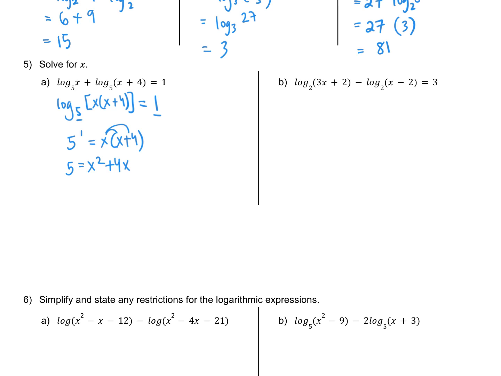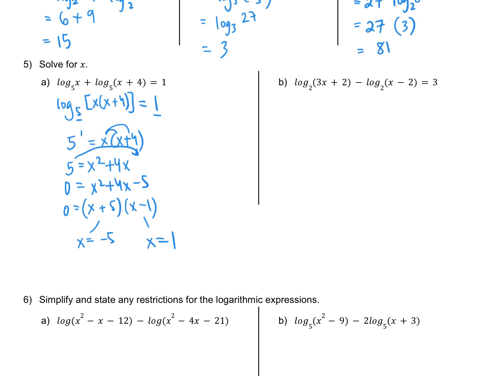This is a quadratic equation. So one side has to be equal to 0. So I'm going to bring the 5 over. And now I can factor this. So I know x times x, and then I should do 5 times negative 1. So there we are. So x can equal negative 5 or x can equal 1.